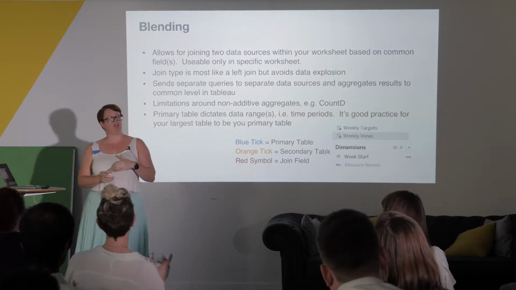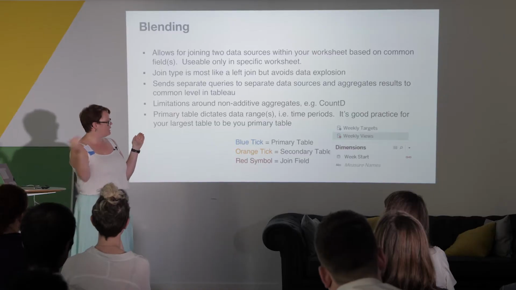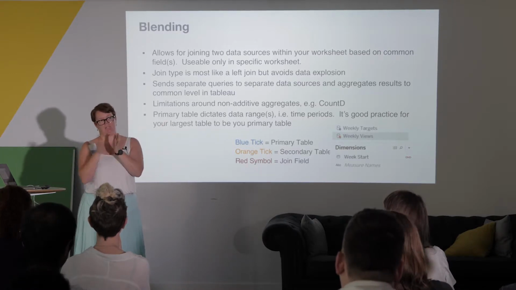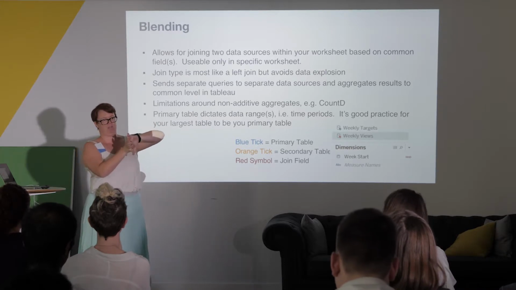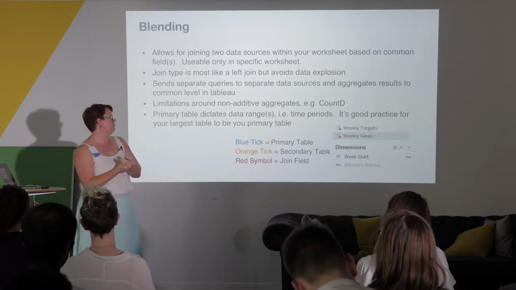And it's also worth noting that the primary table that you drag in first, which is denoted by the little blue tick, that sets all of your boundaries, I suppose. So it will set the dates that you can use. It will set the categories or genres or products that you're reporting against. And then the secondary that you blend in will subset off of that primary table. So you're blending your second table onto your primary table, and if it's not in the primary table, it won't appear in the secondary table.